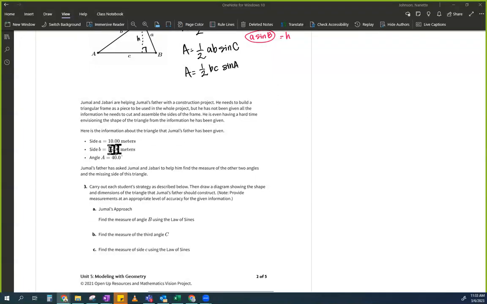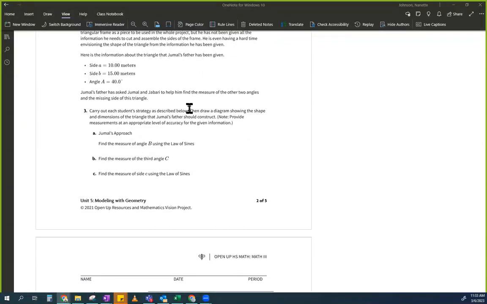Here's the information. Side A is 10 meters. Side B is 15 meters. And angle A is 40 degrees. Jamal's father had asked Jamal and Jabari to help him find the measure of the other 2 angles and the missing side. Carry out each of the strategies below and then draw a diagram showing the shape and dimensions of the triangle Jamal's father should construct. Provide measurements at an appropriate level of accuracy for the given project.